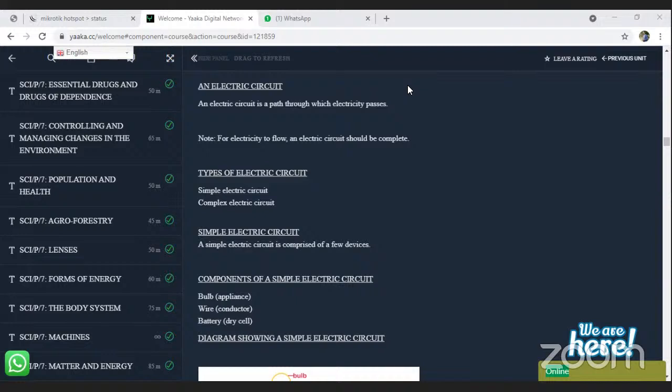For the case of heat, it is also a form of energy that increases the temperature of an object. We talk about sound, that is in P6. We say that sound is a form of energy produced by vibration of an object. Now today we are talking about electricity. We say that electricity is a form of energy produced by charged particles.